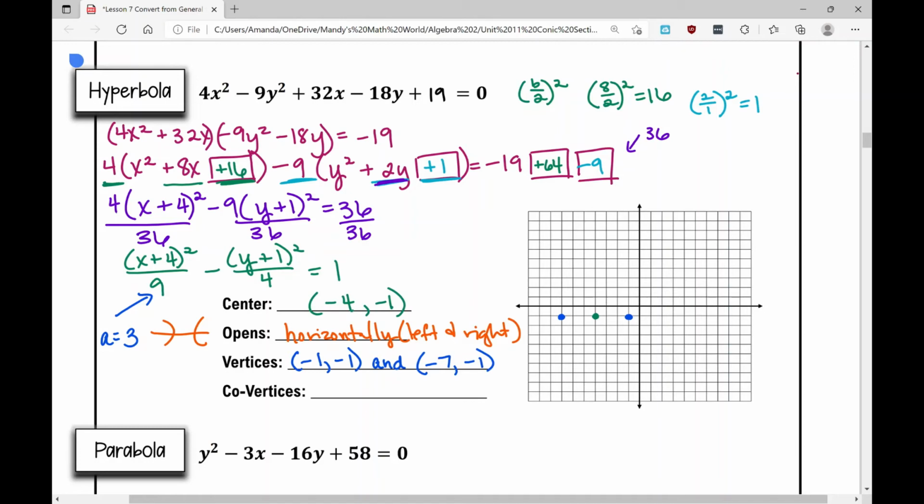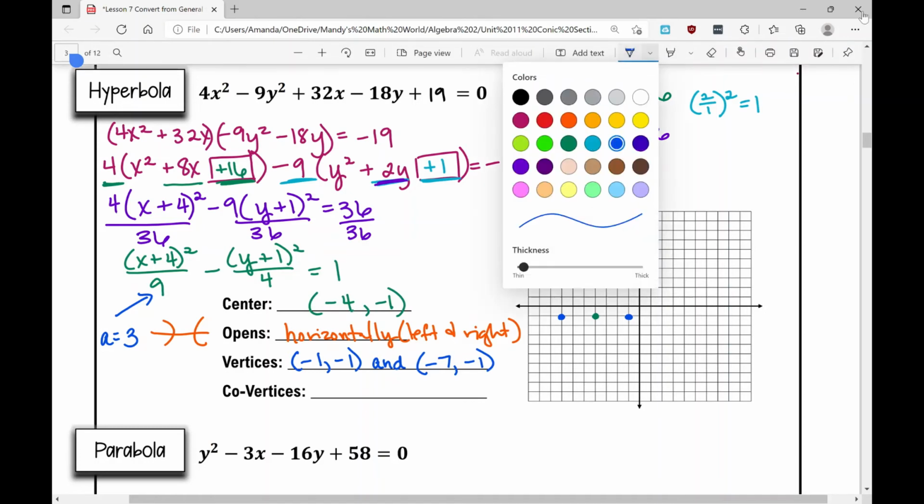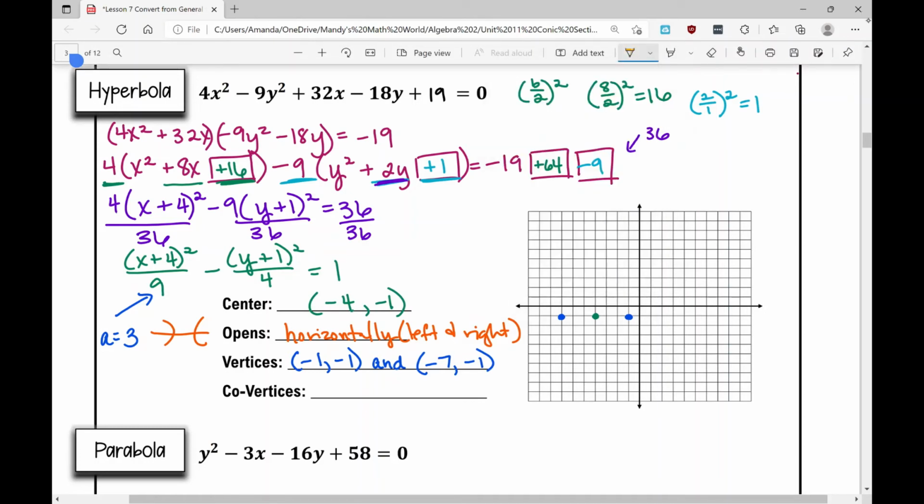Okay, so now let's find the co-vertices. For the co-vertices, I'm going to take the square root of the other term, which is the square root of 4. So the b value is going to be 2.